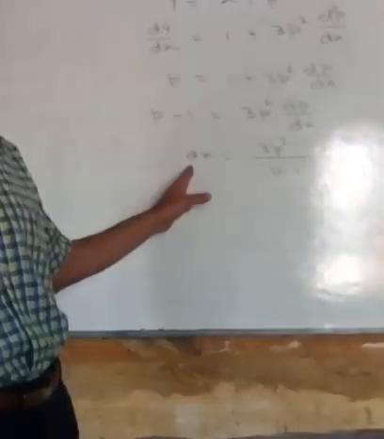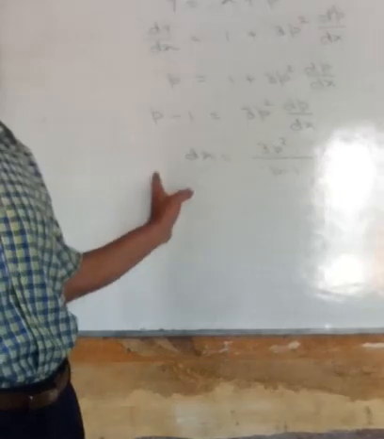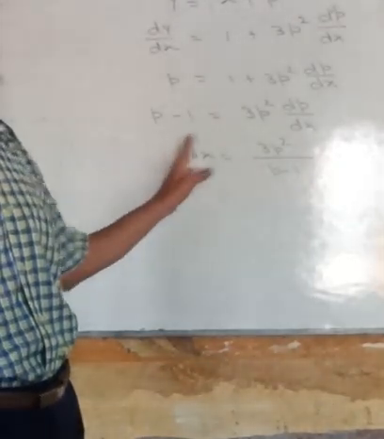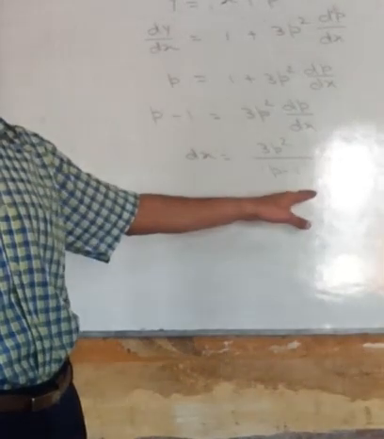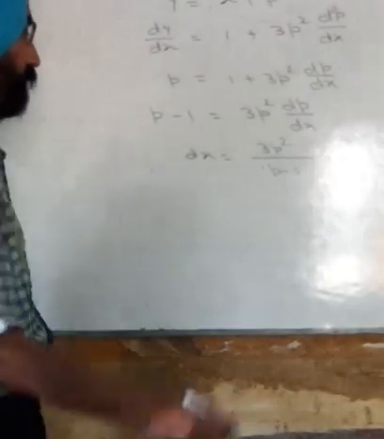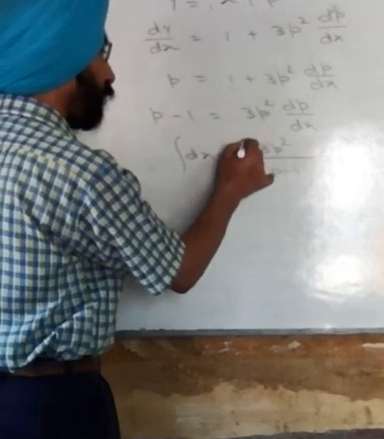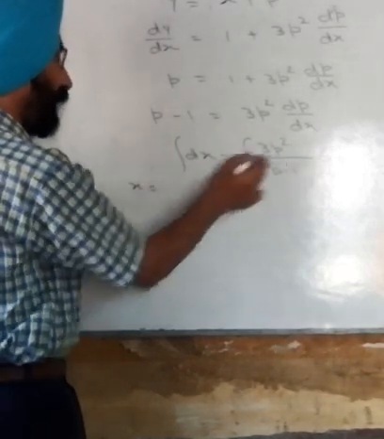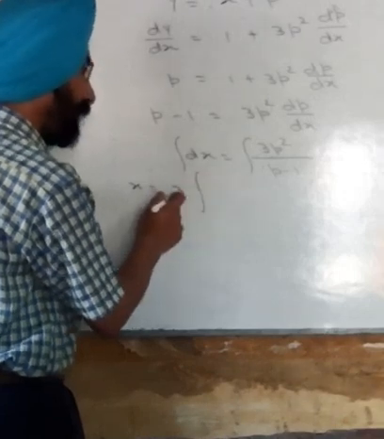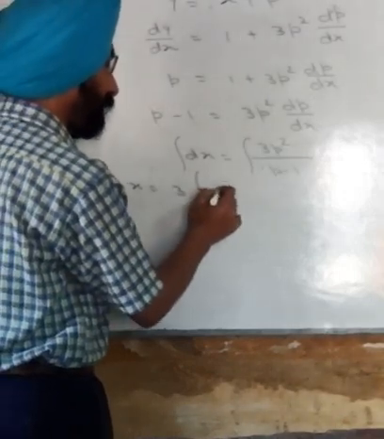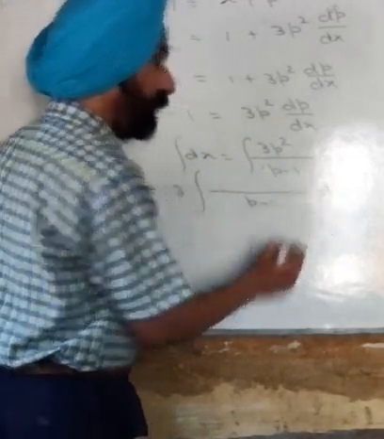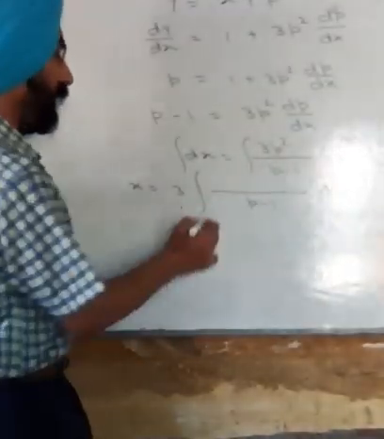X is on the left hand side, p is on the right hand side, the variables are being separated, and now our main job is to integrate by using basic methods of integration. Integrating, what we are going to get? Integral of dx, we know it is x, but on the other side it is 3 constant outside the integration. In the denominator is p minus 1 dp. In the numerator we are having p square.